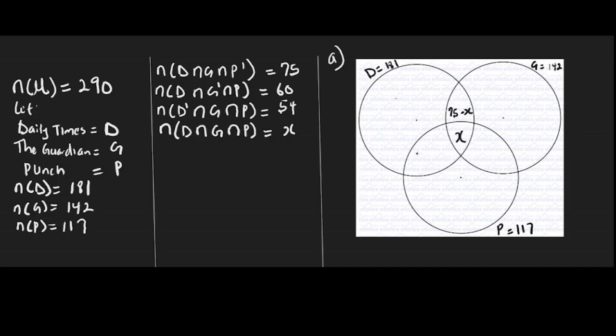So we are not only going to write 60. We are going to do 60 minus x. That's 60 minus the intersection of the three. Then we have the other one there, Guardian and Punch. The number that read Guardian and Punch is 54. So that's going to be 54 minus x.